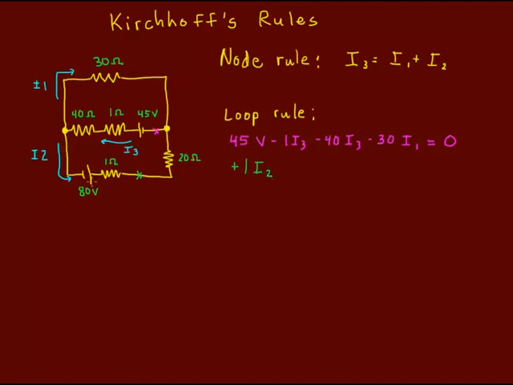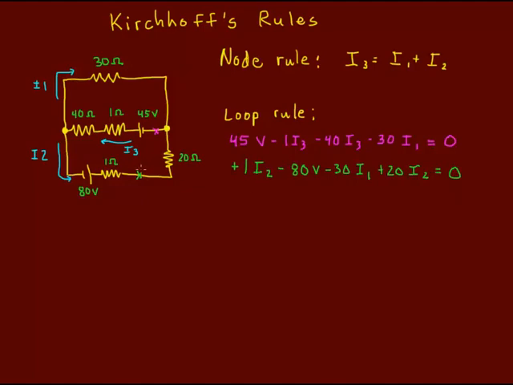Now I hit the battery. Here I'm going from the high side to the low side, so I'm going to write minus 80 volts. Then I'm going to come up past this node, go on to I1 again, and write minus 30 I1. Come back around, cross this node, and now I hit the 20 ohm resistor. This 20 ohm resistor is on the same branch as I2, so I'm going to write plus 20 I2, and then I wind up where I started and write equals 0.